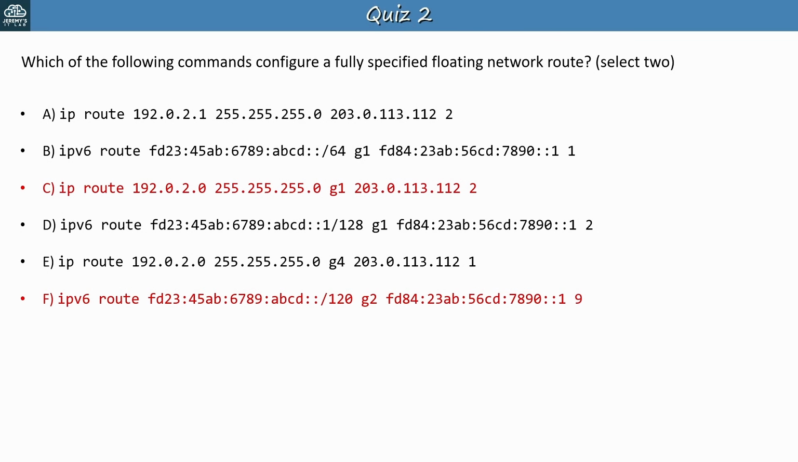F checks all the same boxes, but it's an IPv6 route. A is a floating network route, but it's recursive, not fully specified. B is a fully specified network route, but it's not floating. It specifies an AD, but it's the default value of 1, so it's the same as not specifying an AD at all. D is fully specified and is a floating route, but it's a host route, not a network route. And E is like B. It's a fully specified network route, but it's not actually floating because its AD is the default of 1.